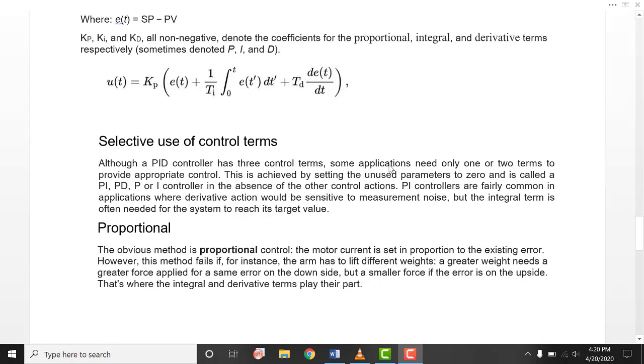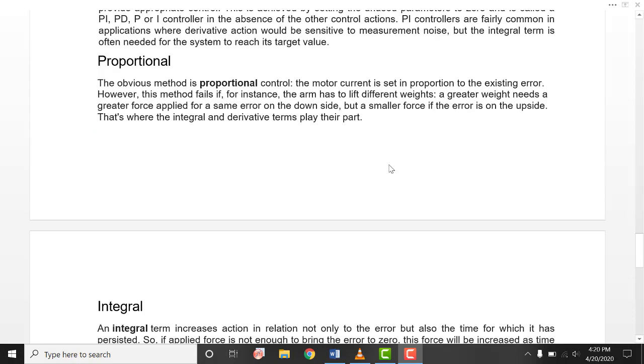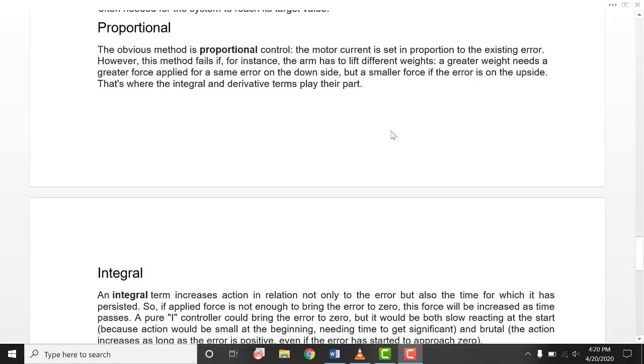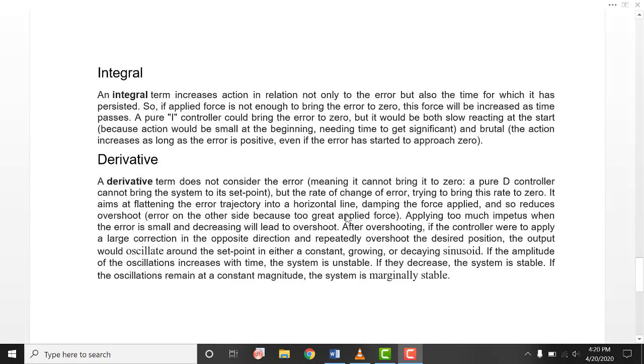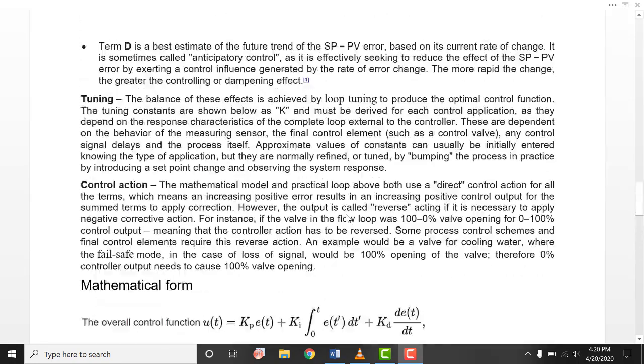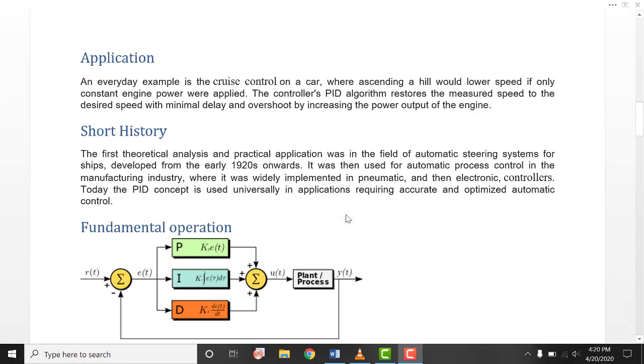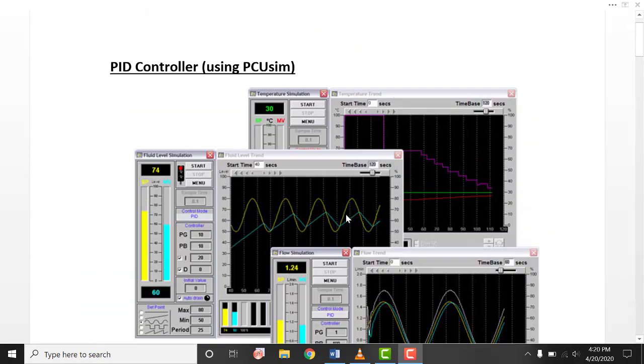Okay, so this was our use, and here we have discussed a few limitations of these proportional, integral, and derivative modules. So let's go to our video lecture and we can easily understand what we have studied so far.